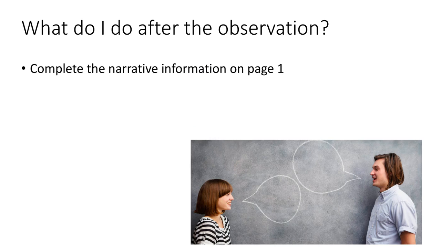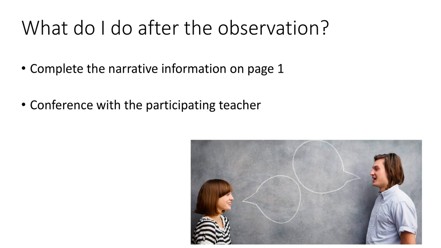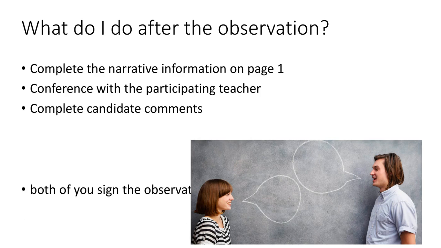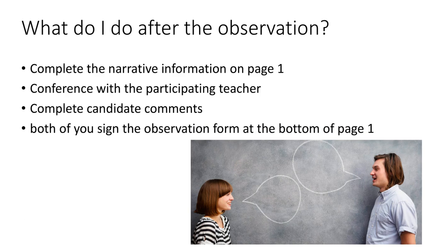So what do you do after the observation? Before you meet with the participating teacher, you want to complete the narrative information on page 1 of the observation form. This is where you gather information about areas of strength and areas of improvement that you found based entirely upon the observation and what you recorded on page 2. You then want to conference with the participating teacher and discuss both of these areas, plus any other information that you determine is important from your observation.